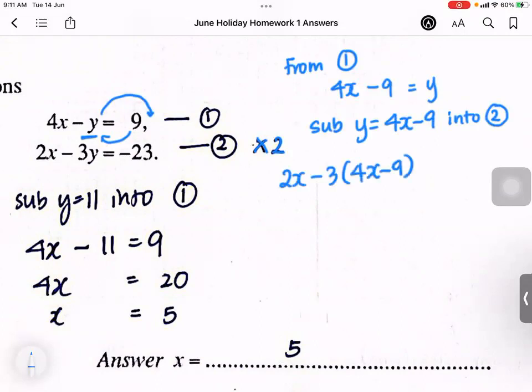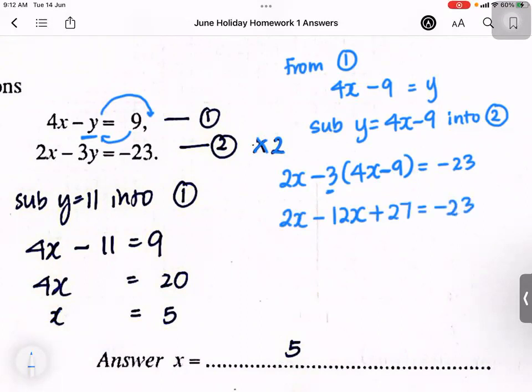For students who do substitution, if you have fractions, the number to multiply only goes to the numerator. Do not multiply the denominator with the number also. If not, your answers will all be wrong. So only multiply to the numerator. Okay, so in this case, 2x minus 12x, negative times negative plus 27, negative 23. Then we get negative 10x equals, this one will be what, 30, 50? Negative 50. So x will be equal to 5.